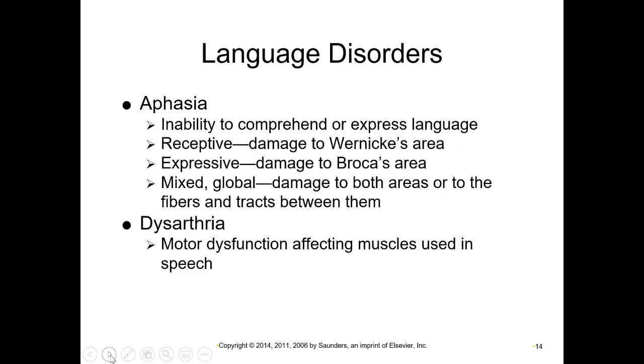Language disorders. Aphasia. Now, barking you hear is 3 puppies that I rescued. Anybody want a puppy, let me know. I'll meet you.